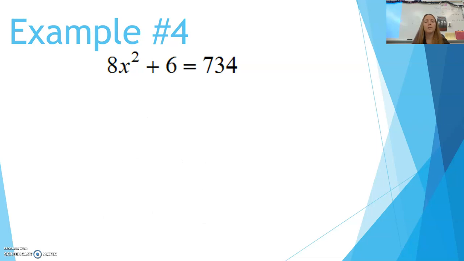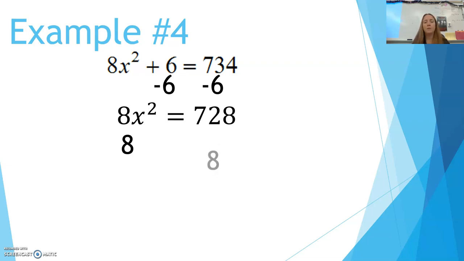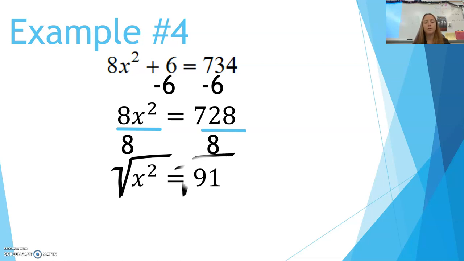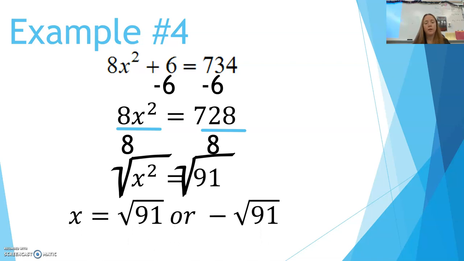All right, second to last one. Again, solve for x here. I'm going to subtract 6 from both sides, getting 8x squared equals 728. Divide both sides by 8. You get x squared equals 91. This is not a perfect square. When we do our square rooting, the opposite of x squared, we get a decimal. So for right now, we're going to put the square root of 91 or negative square root of 91, or you can put it together as plus or minus the square root of 91. Both answers are correct. We will talk about how to simplify this later, but it does correspond to a decimal. It's about 9 point something. I don't remember what it was.